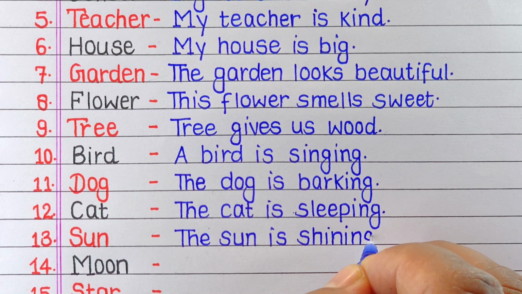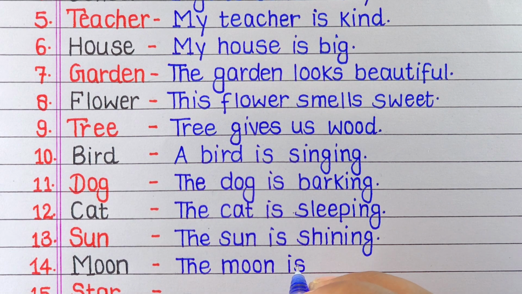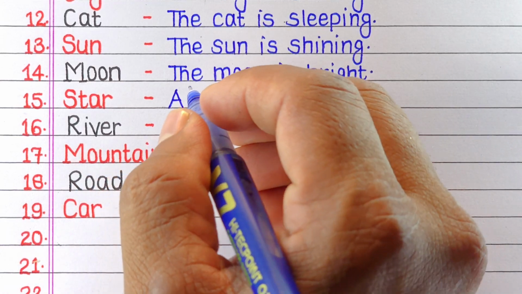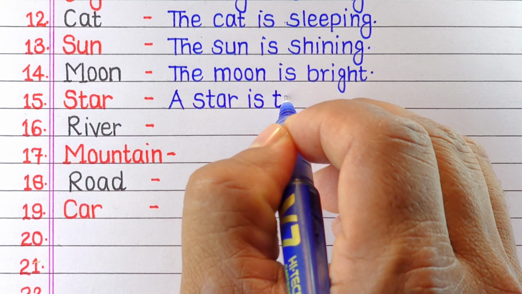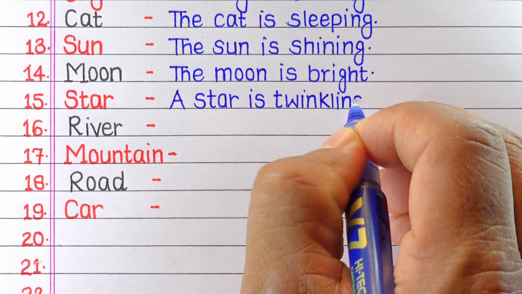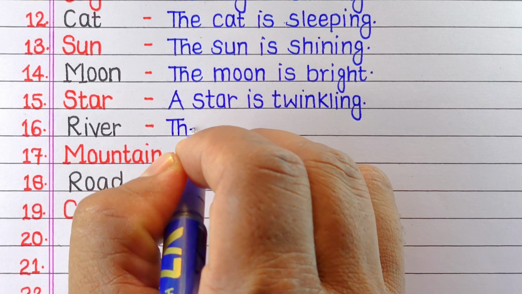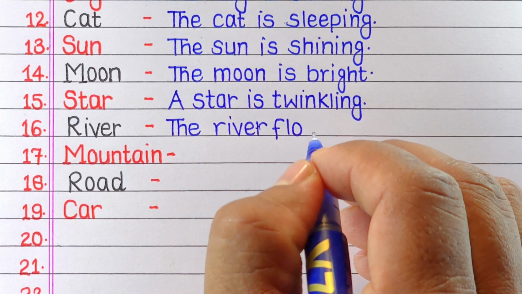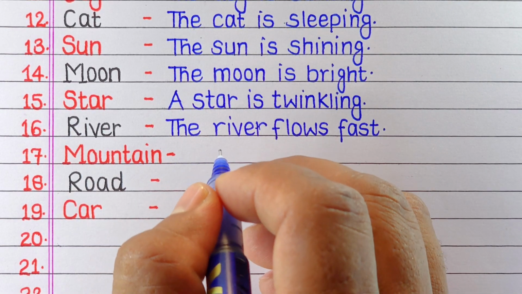13. Sun. The sun is shining. 14. Moon. The moon is bright. 15. Star. A star is twinkling. 16. River. The river flows fast.